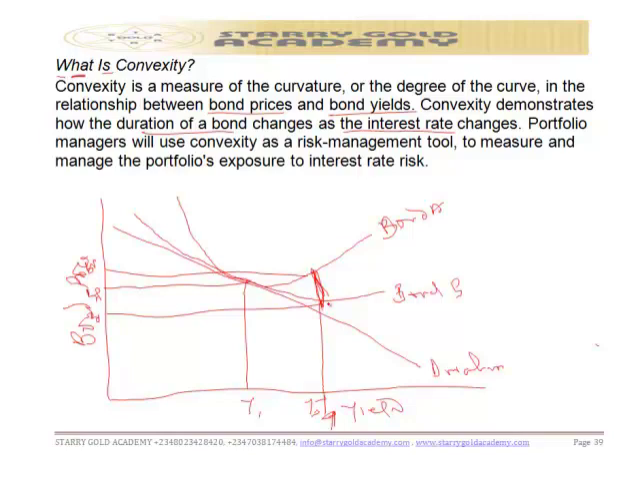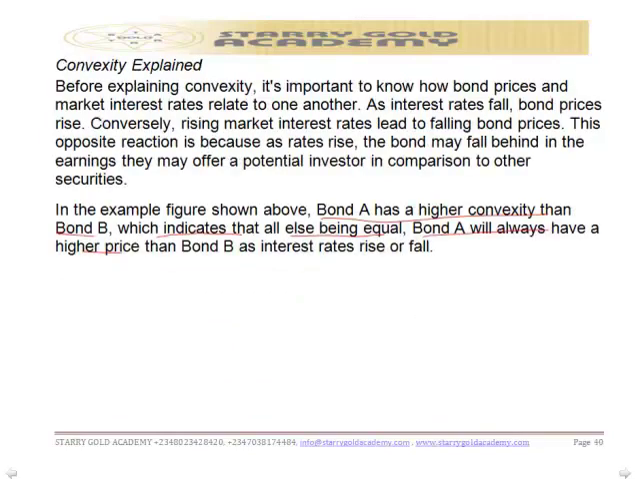Understand? So if the market interest rate is high, the bond price will be low. If the market rate is low, the bond price will be high. That is the relationship between them. And let's now look at how market interest rate and bond yield relate.